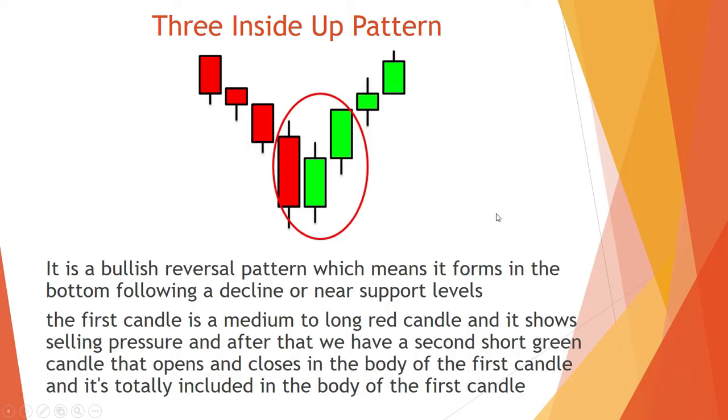The three inside up pattern. This is a bullish reversal pattern, which means it forms at the bottom following a decline or near support levels. The first candle is a medium to long red candle, okay, and it shows selling pressure. And after that we have a second short green candle. Okay, this is the short green candle that opens and closes in the body of the first candle. It opens and closes in the body of this first candle and is totally included in the body of the first candle.